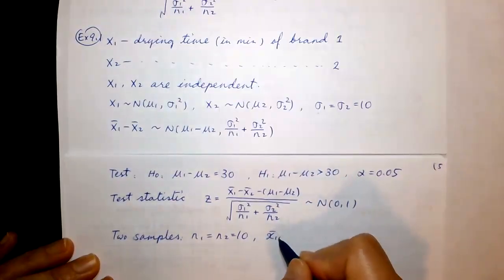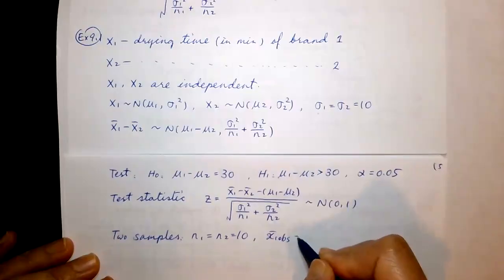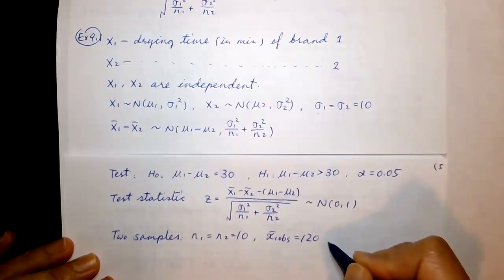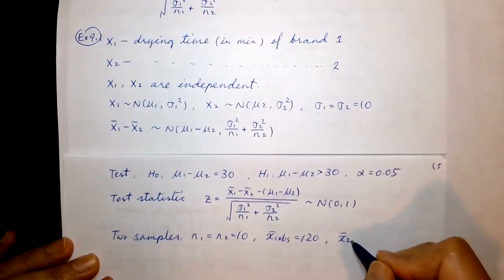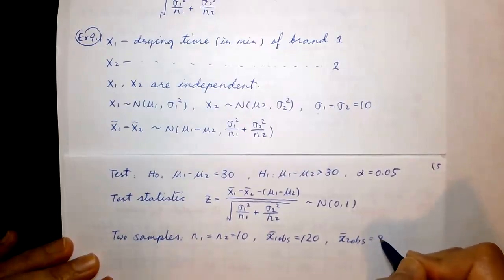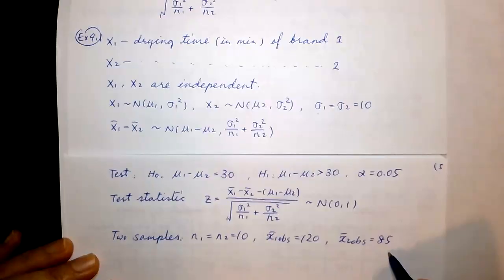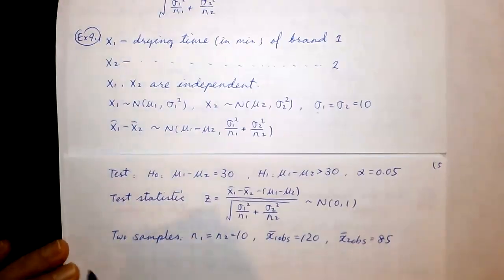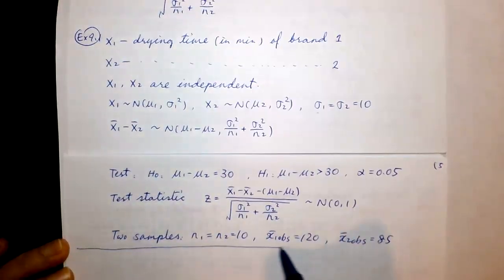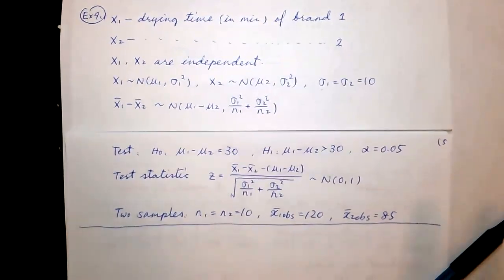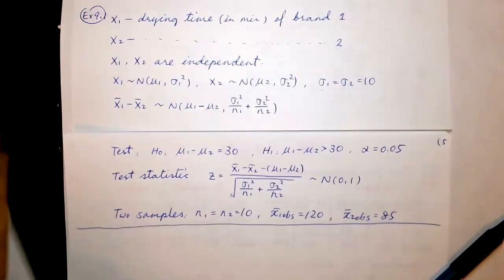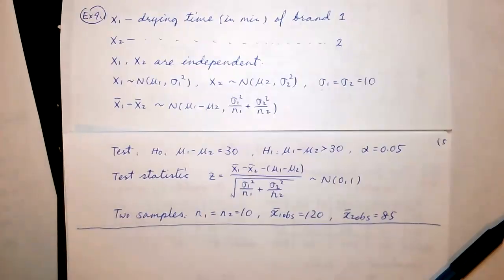The builder used both brands 10 times. Brand 1 dries on average this many, right? 2 hours is their average drying time. 85 minutes is for the second brand. Okay, this is a complete setup. We will continue next time.